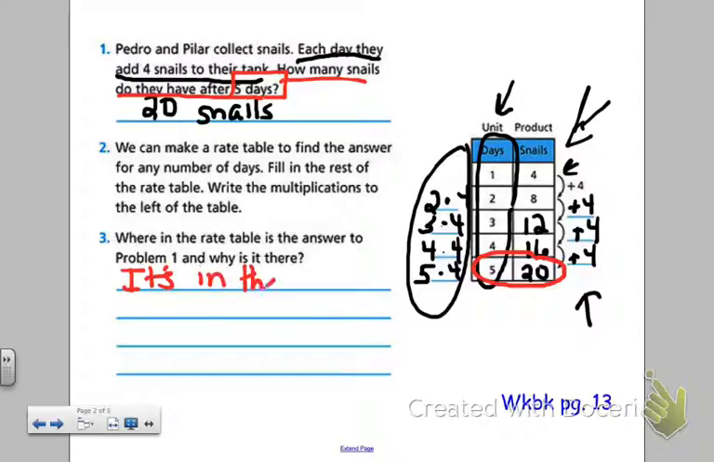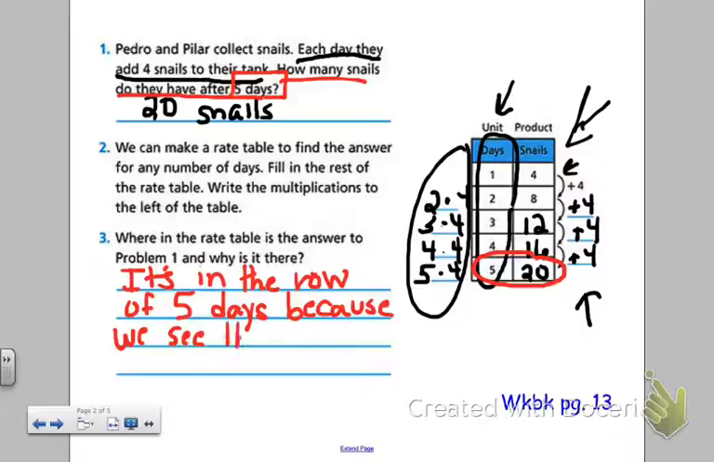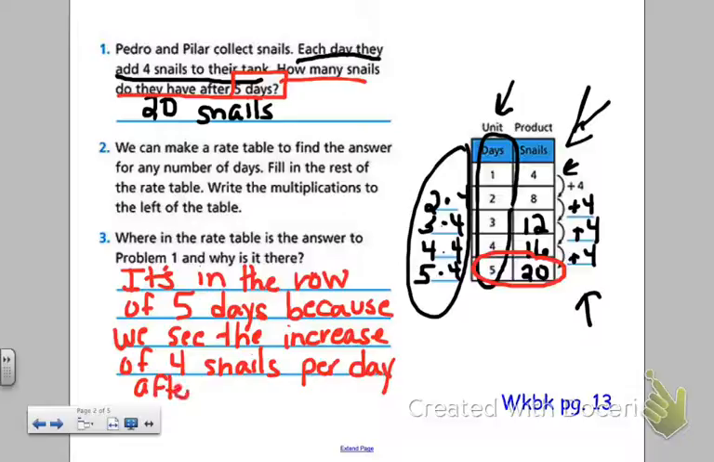It's in the row of 5 days because we see the increase of 4 snails per day after collecting for 5 days. So if we've been collecting snails for 5 days, we can see that in the 5th row.